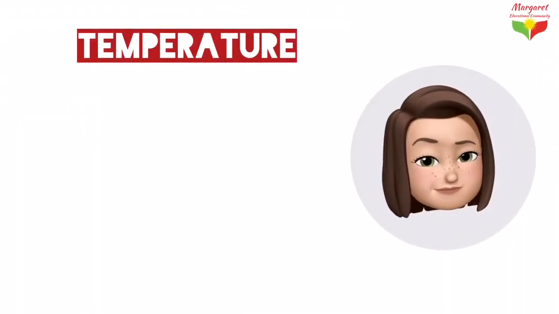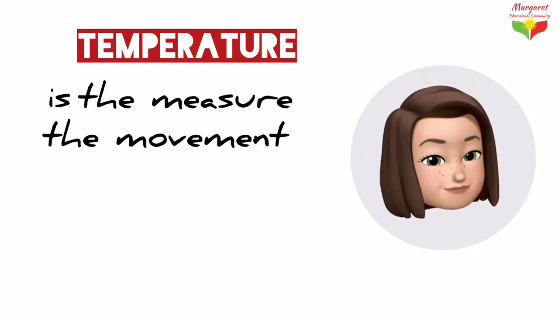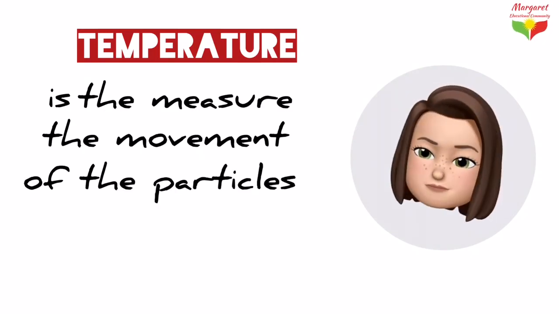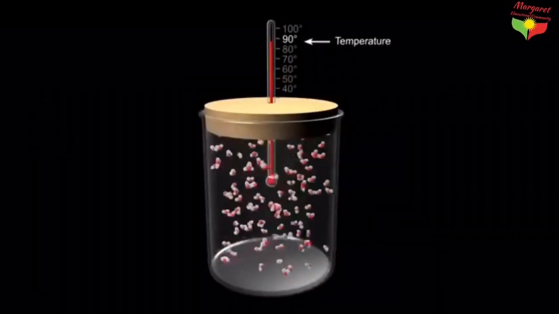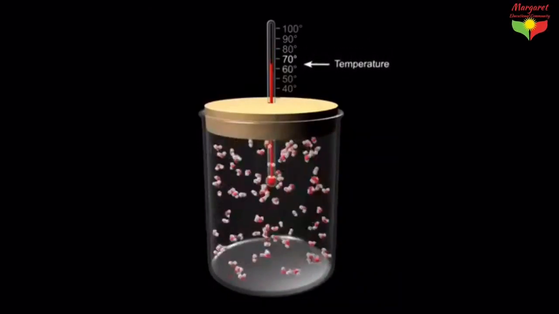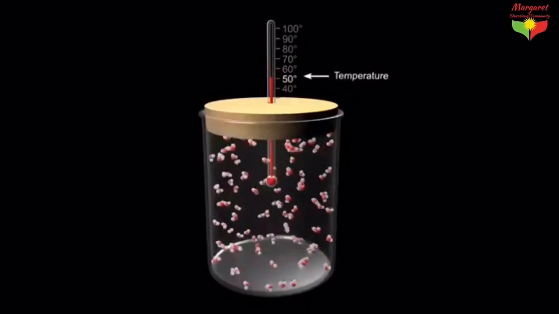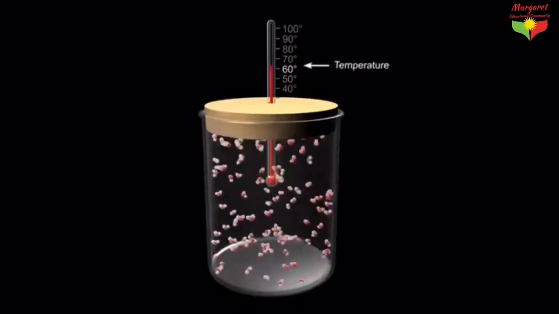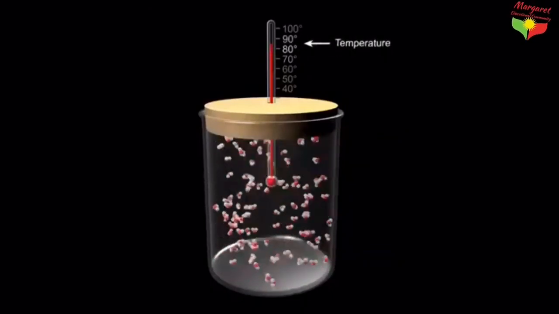One of the factors that can affect gas behavior is temperature. Temperature is the measure of how hot or cold something is, and is the measure of the movement of the particles. It shows how fast the particles are moving. Check this out. This is how temperature affects the gas movement. As the temperature inside the jar decreases, the gas molecules move more slowly. And as the temperature increases, the gas molecules move more quickly.